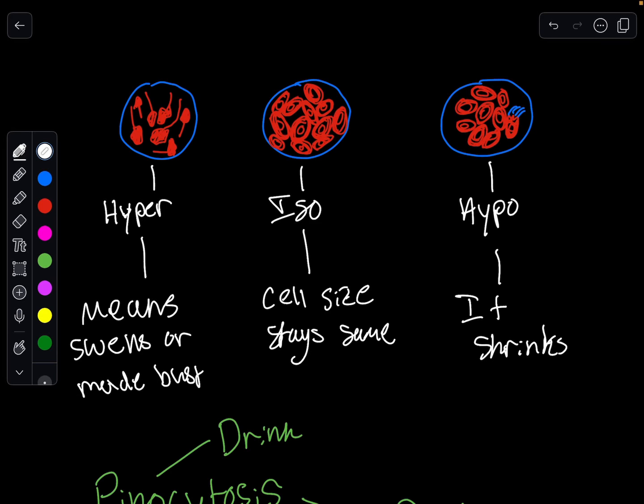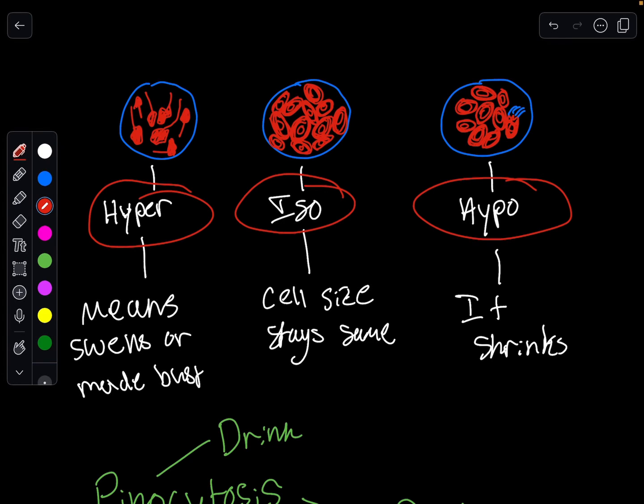Hypotonic, hypertonic, and isotonic. As you see here, we have hyper, which means swells or is made to burst. And then in the middle we have iso, which means neutral, or cell size stays the same. Or at the very end right here, the hypo, which means it shrinks. So during hyper, you see these right here begin to swell up and then soon either burst or get extremely larger than what they started at.